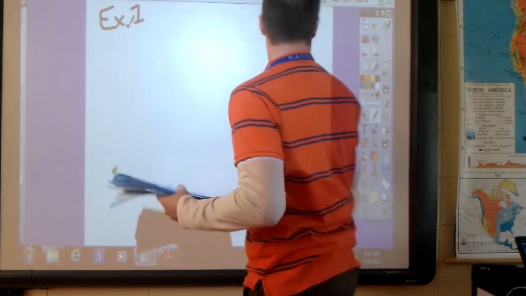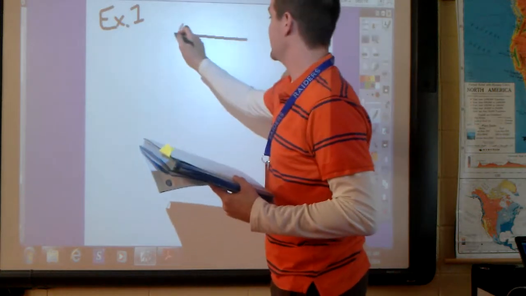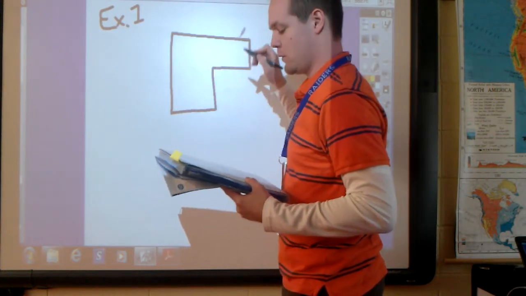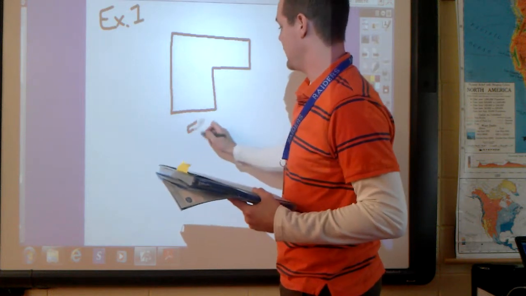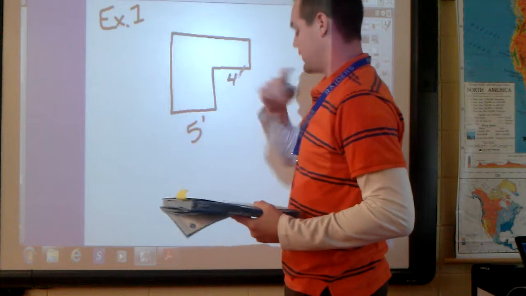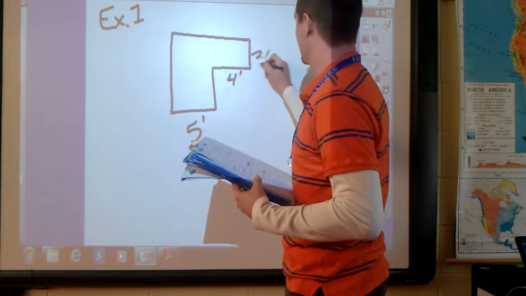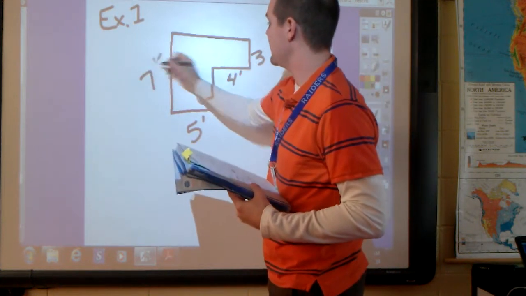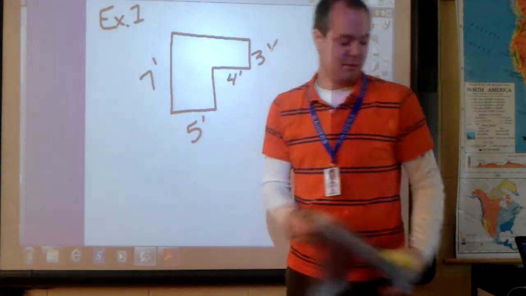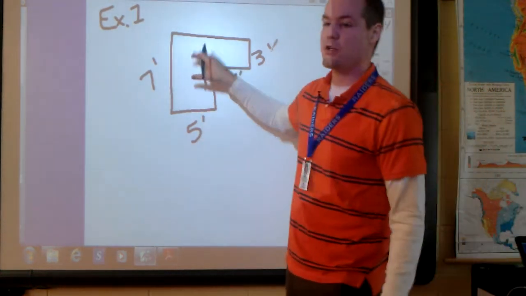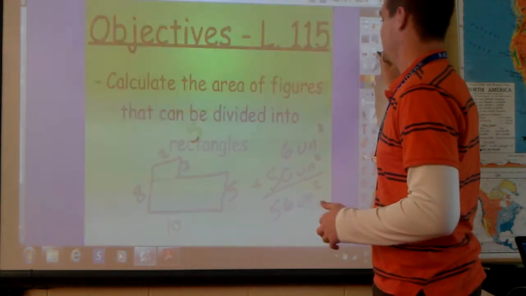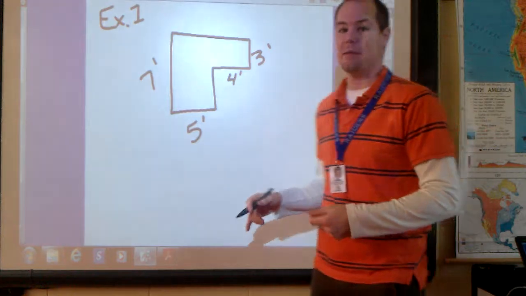they give us a shape that looks very similar to this. It has a 5-foot length down there, 4, 3, and 7. Now we need to figure out how we can find the area of this entire shape. And I guess I described one way on this sheet, and we'll describe another way soon.